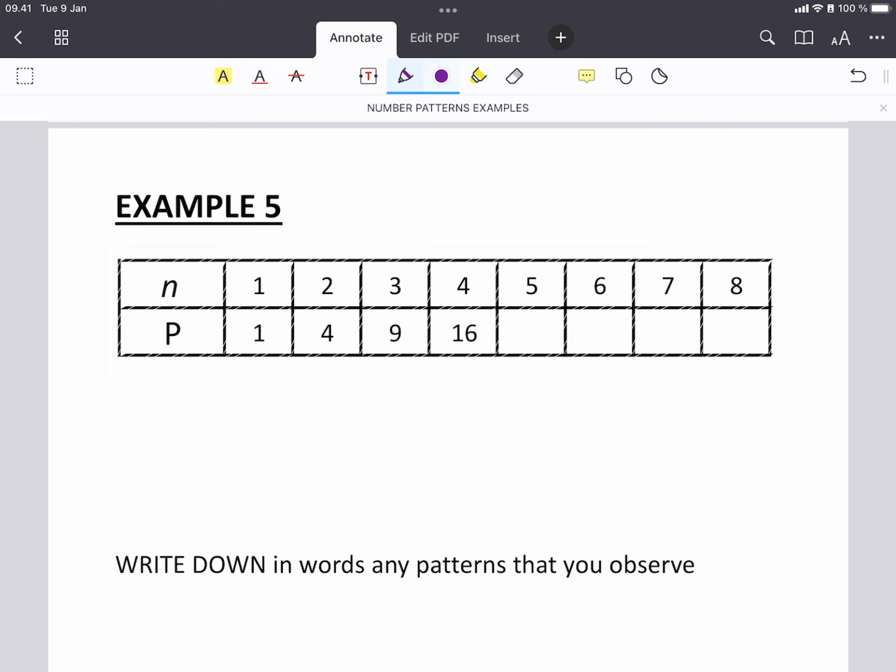So the difference between 1 and 4 is 3, so you have to go plus 3 to get to the next one. Then to get from 4 to 9 you have to go plus 5. To get from 9 to 16 you have to go plus 7. So it looks like the differences themselves are increasing by 2 every time. So if we look at the differences between the differences, so 3 plus 2 makes 5, 5 plus 2 makes 7, it looks like they're going to be 2 every time.